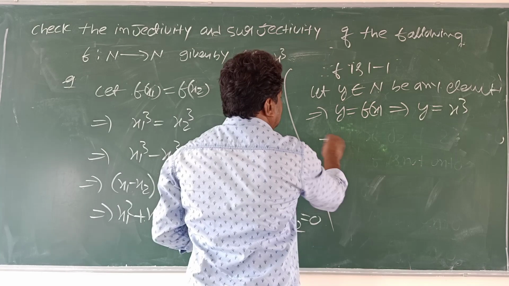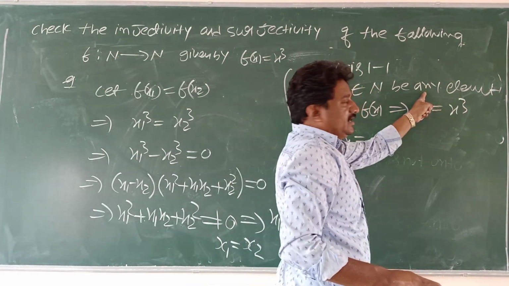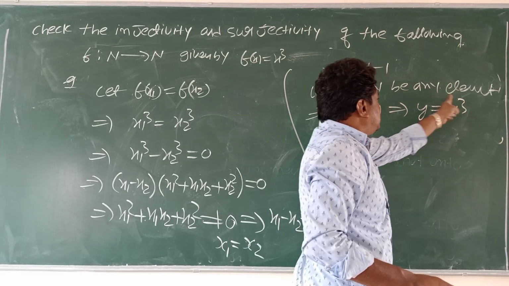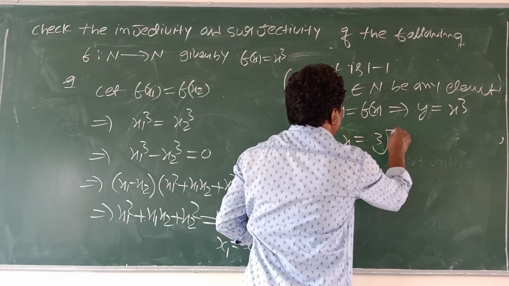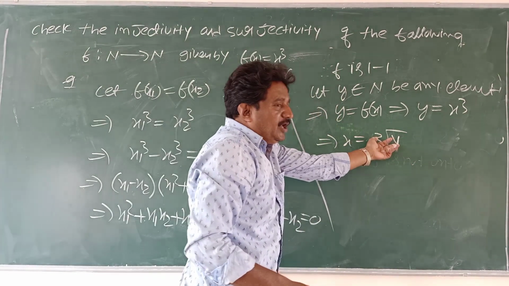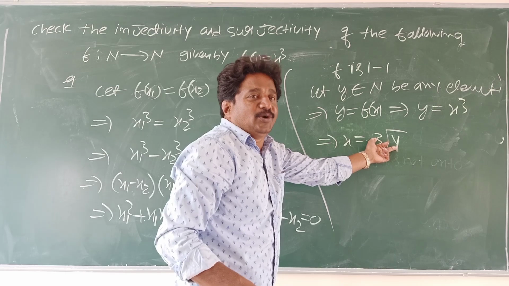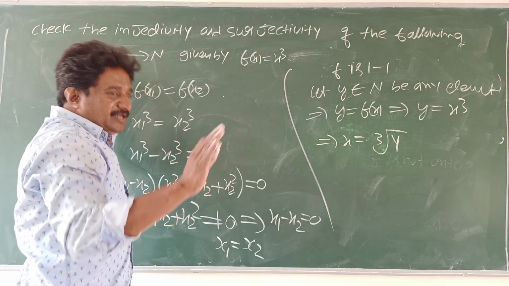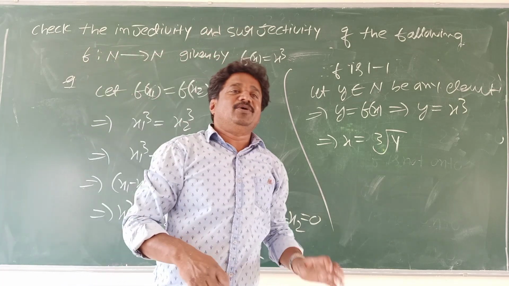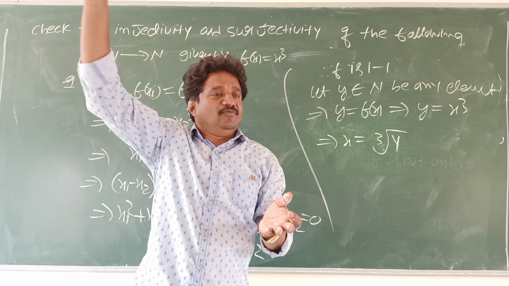From that, how much is x? Bring that power 3 this side. If I bring this power 3 this side, it becomes cube root. Cube root of y. Is this cube root of y available in the naturals, students? No. You must have an idea about naturals. Naturals means it contains 1, 2, 3.